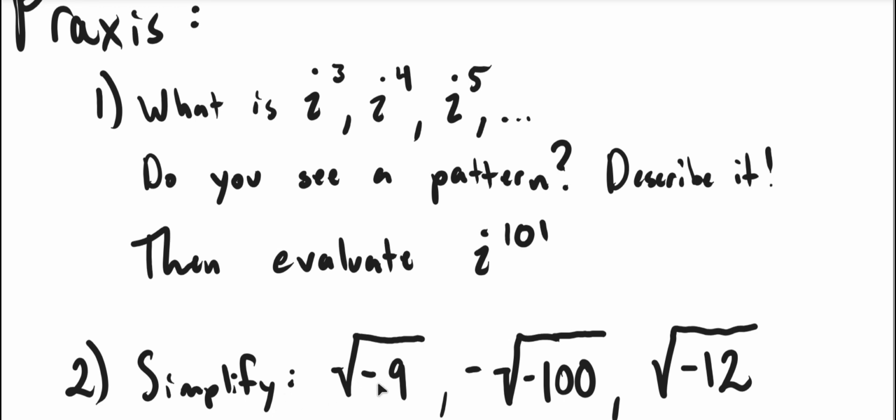Problem number 2, I just want you to simplify these radicals. Square root of negative 9, negative square root of negative 100, and the square root of negative 12. Pause the video at this time.